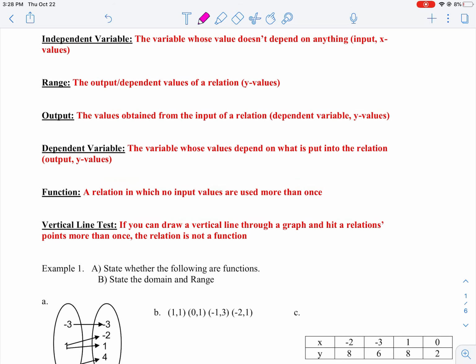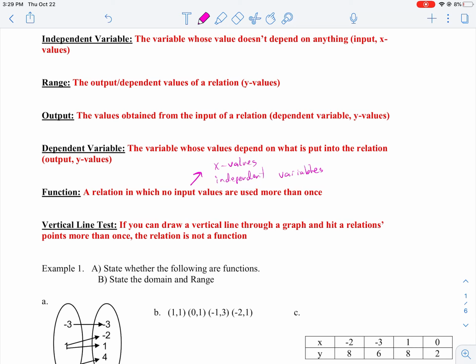Well, what does that mean? Input values are your x values or your independent variables. So no input values are being used more than once. You can't have an x value with an output of both 2 and -2. If you do, that means what we're looking at is not a function. So x values, or your independent variables, can only have one output. It's important to make note of that.